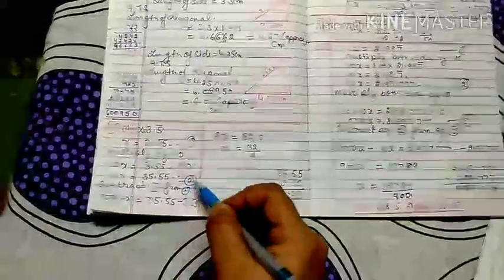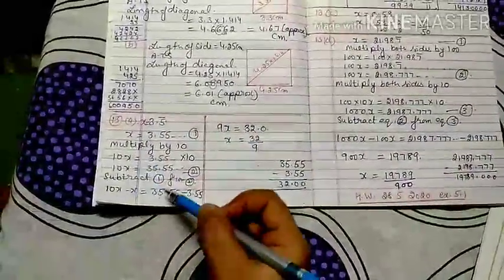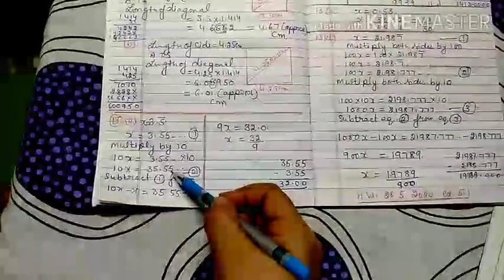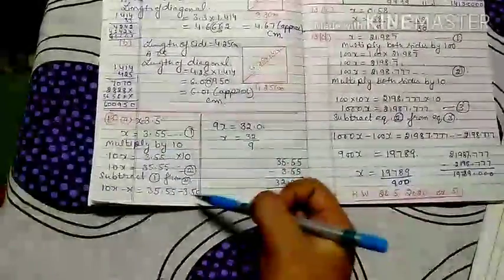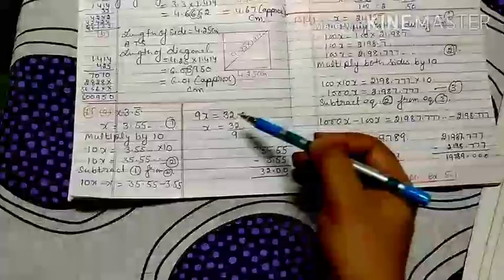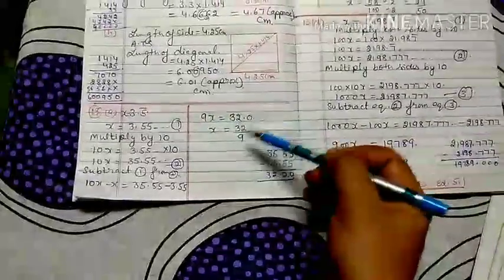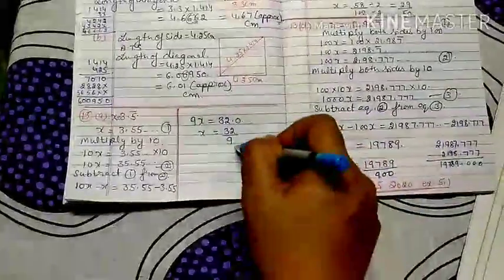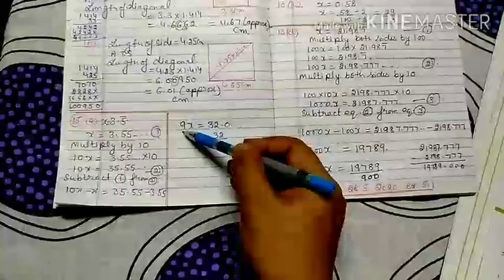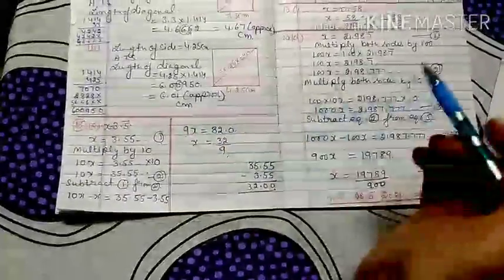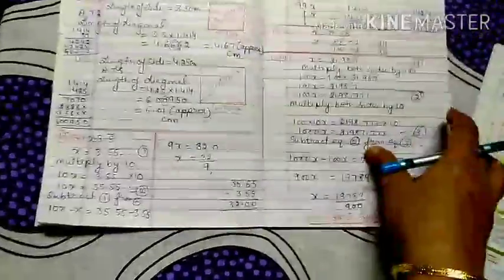Now you subtract 1 from 2, 10x minus x, and 35.55 minus 3.55. After subtraction it gives 32, so 9x is equal to 32 and x is equal to 32 divided by 9. When any term multiplied with the variable moves to the other side, it changes to division.